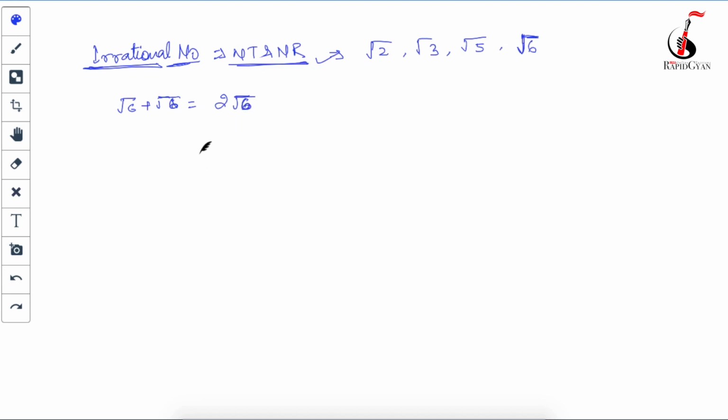Okay, don't be confused how we are getting 2 root 6. Simply, beta, if I add x plus x, what will I get? I will get 2x. So simply, under root 6 plus under root 6, I will get 2 root 6. Correct? And suppose I add under root 6 plus minus under root 6, what will I get? I will get 0 in this case.